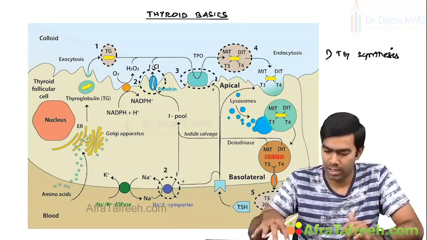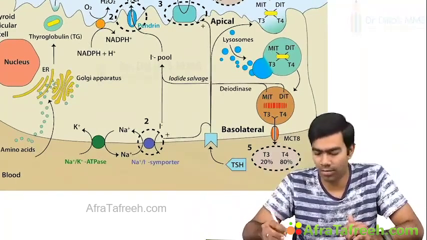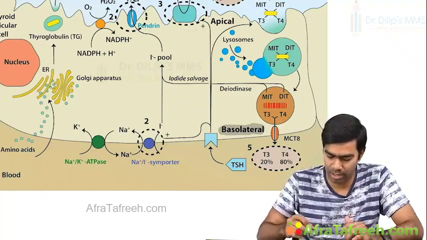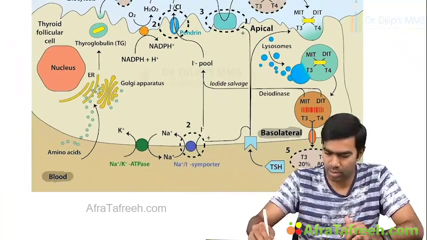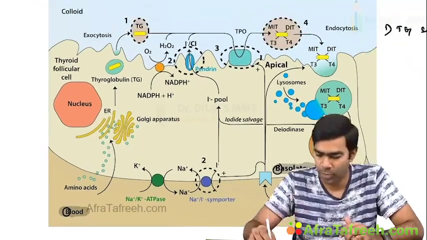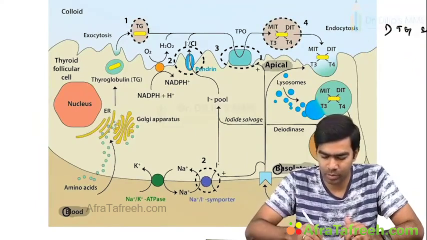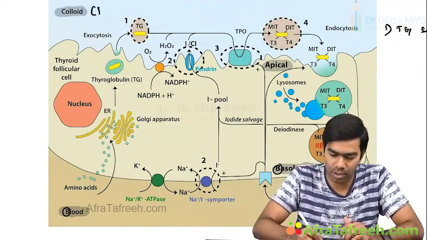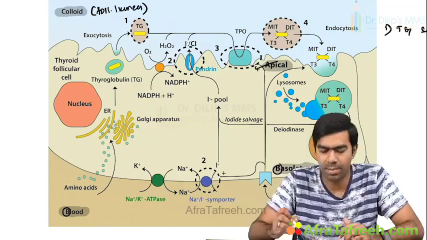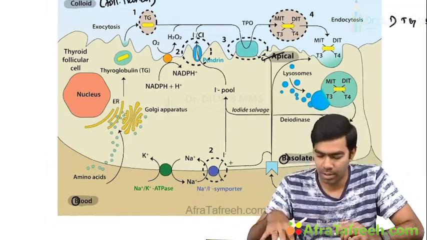You can see there are 2 surfaces in the follicular epithelial cell. One is the basolateral side, which is going to face the blood. That's the basolateral side. And the side that faces the colloid, otherwise referred to as the follicular lumen, we are going to call the apical side. Clear?